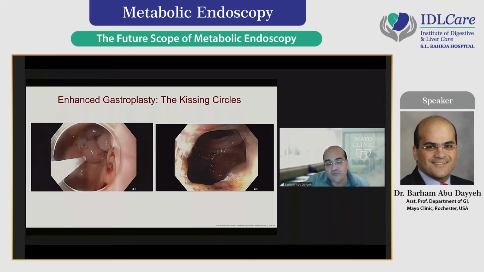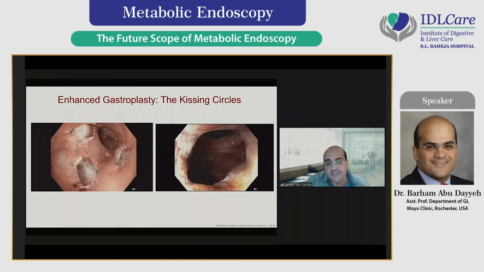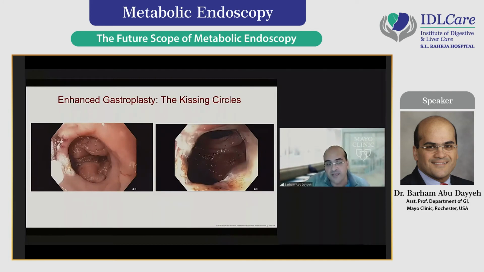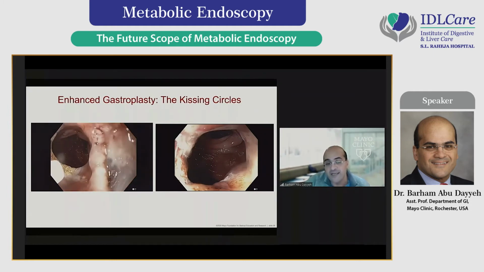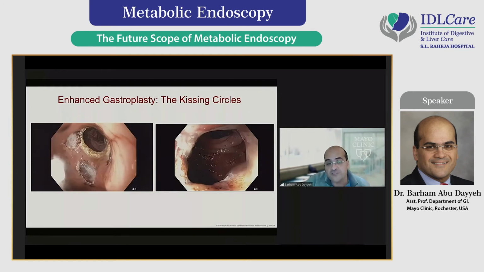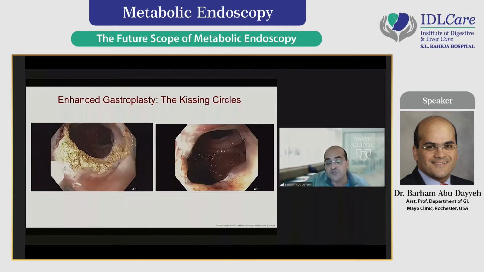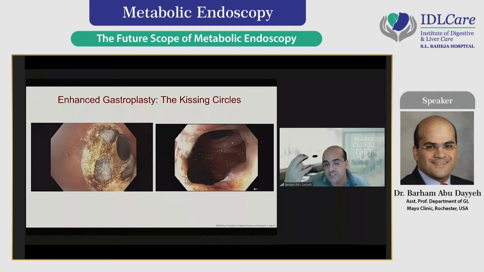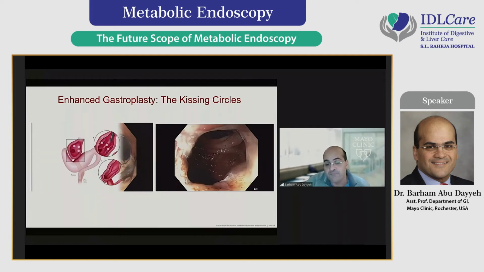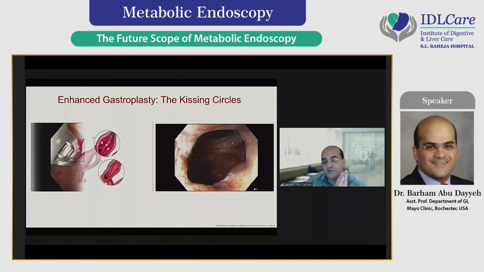We recently came up with this technique that we use for both revisional and primary endoscopic sleeve gastroplasty, which we call enhanced gastroplasty, or the kissing circle. Simply, we produce 3 EMR defects: anterior wall, greater curvature, and posterior. Then we introduce 60-watt APC at a 1 liter flow per minute in order to ablate the mucosa in between these EMR defects. After that, we use the endoscopic suturing device to introduce a U-shaped suture, just like the traditional endoscopic sleeve gastroplasty technique, in order to have these circles kissing each other for enhanced durability.